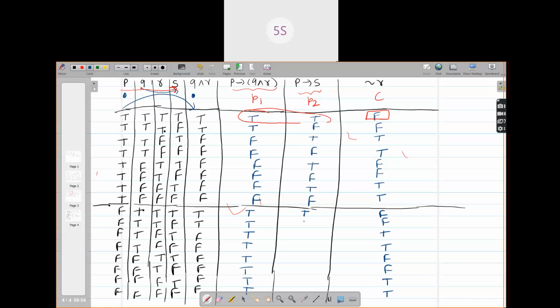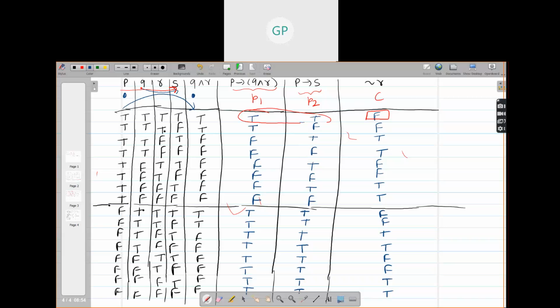Ma'am, the voice is echoing. Your voice is also on, that's why it is echoing. T T. T T. You just check whether I'm writing it correctly or not. T T T. Is it correct now? Yes, ma'am.